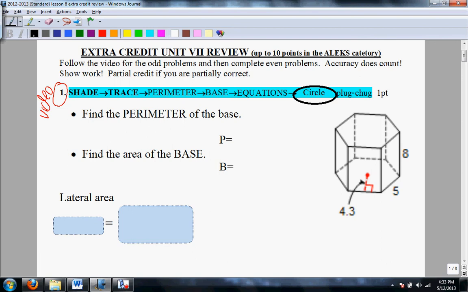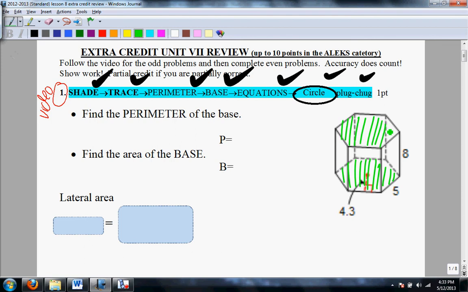What are the 6 steps of all things solid? It's shade, trace, perimeter, base, equations, circle, plug, chug. So step 1 is we want to shade and trace the base. So I'm going to shade the base. There's one of them. Technically there's 2 bases. 1, 2, shade and trace a base.